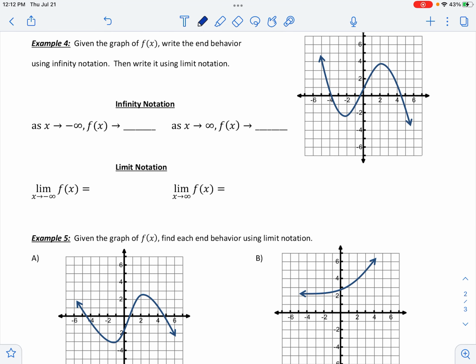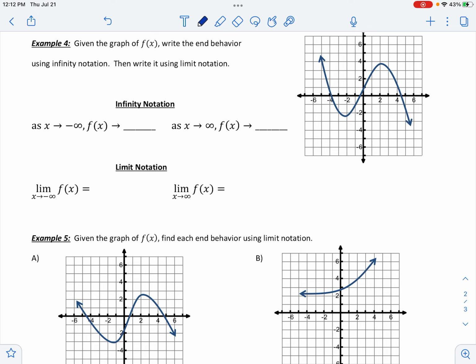So it says, given the graph of f of x, write the end behavior using infinity notation, which is what you guys used in Algebra 2 with trig. Then write it using limit notation, which is what we use in pre-calculus. Okay? All right, so we're going to do it how you used to do it first. So you can say, oh, yes, I remember this.